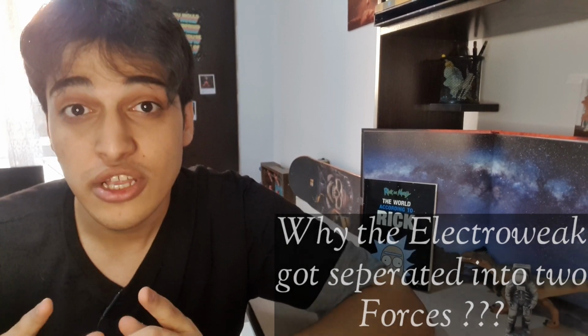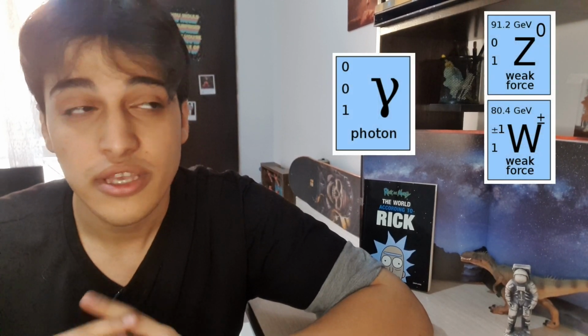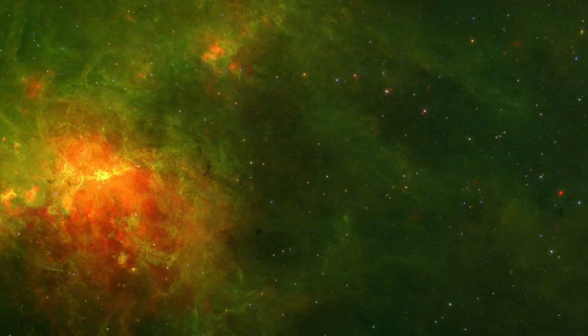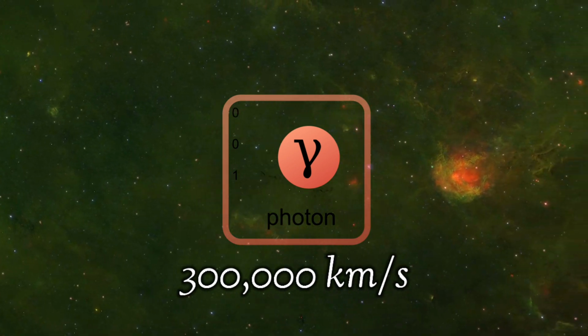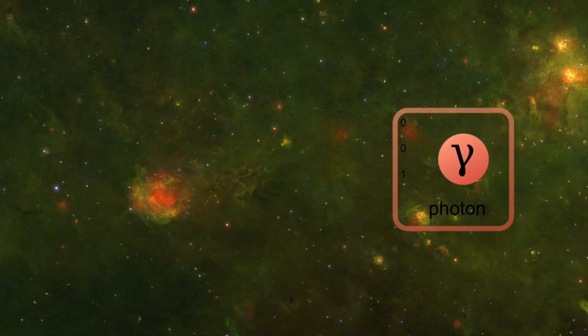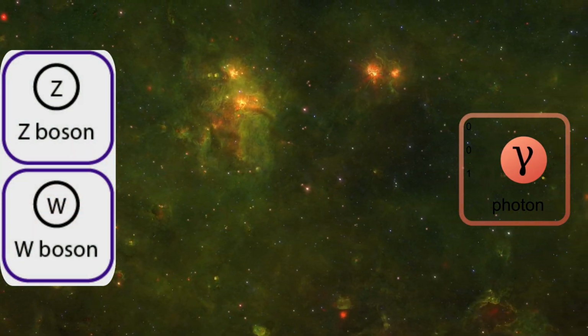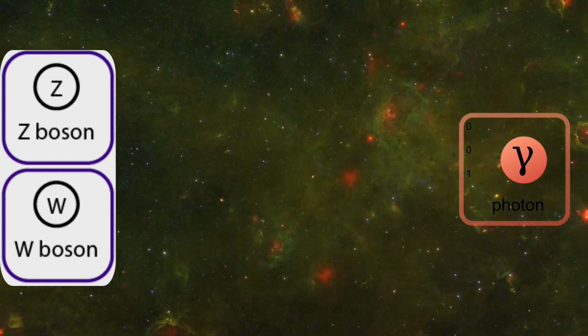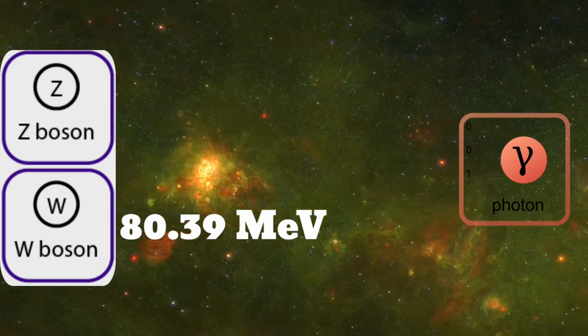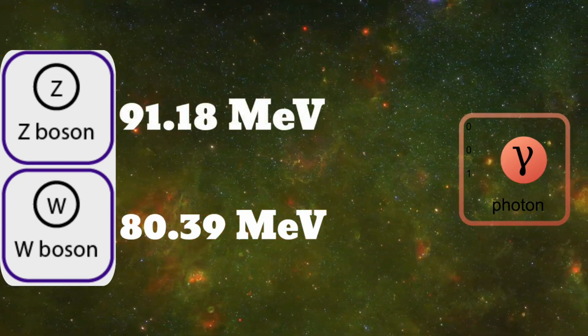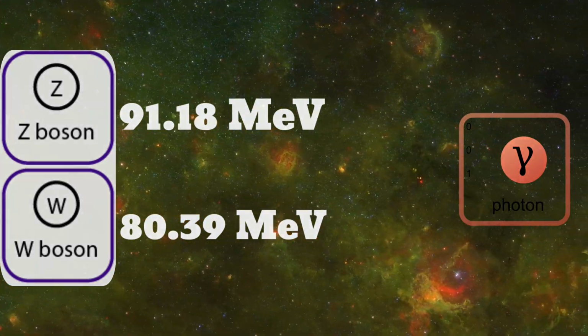Why did these 2 forces get separated in the first place? Well, the reason lies in the nature of the particles that rule these 2 forces. Photon is a massless particle with the highest movement velocity in the universe, while boson Z and W are some of the most massive particles in the particles table. Boson W has a mass of 80.39 megaelectronvolts and boson Z has a mass of 91.18 megaelectronvolts. Electronvolt is a mass measurement unit for particles that was created by Albert Einstein.